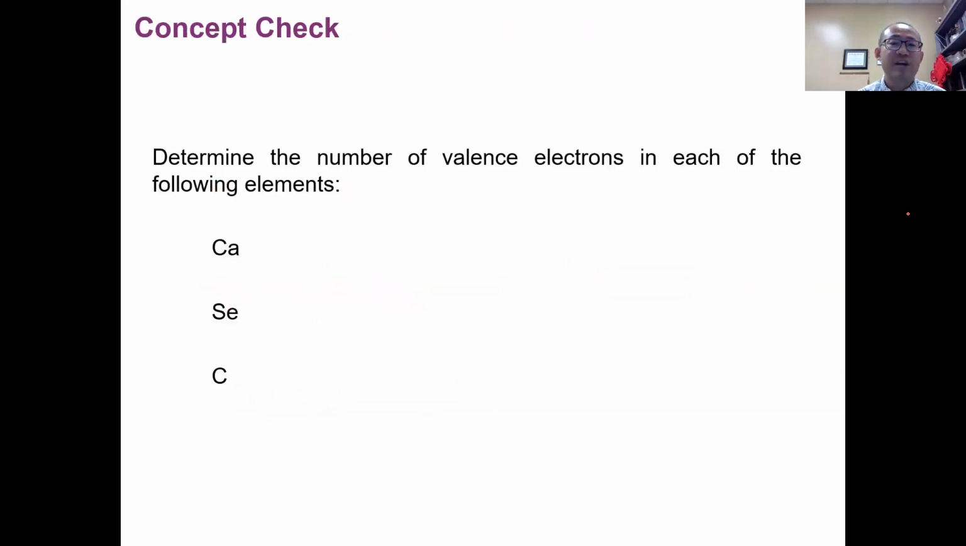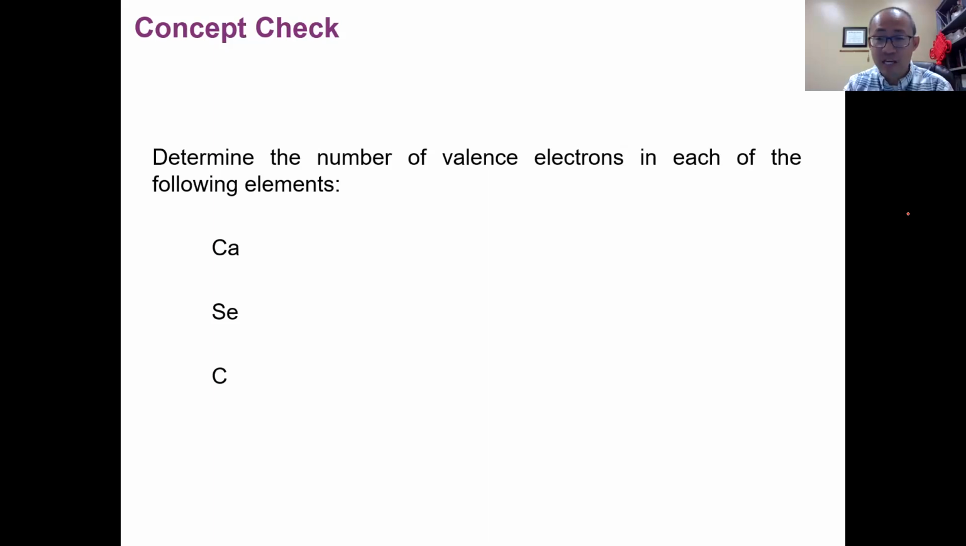Okay, here's a concept check. Again, you can bring out your periodic table, pause the video, and see how many valence electrons these elements have. Calcium, if you look in the periodic table, is a group 2A element. So 2A means 2 valence electrons. The highest energy level is 4, so calcium is 4s2.